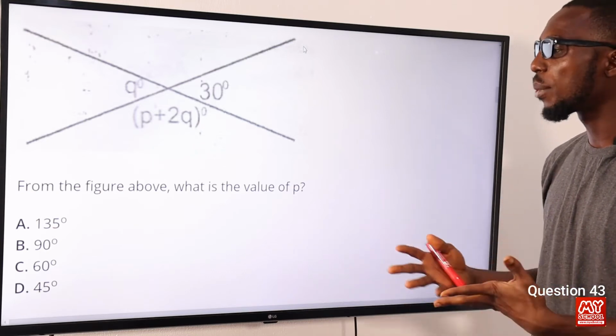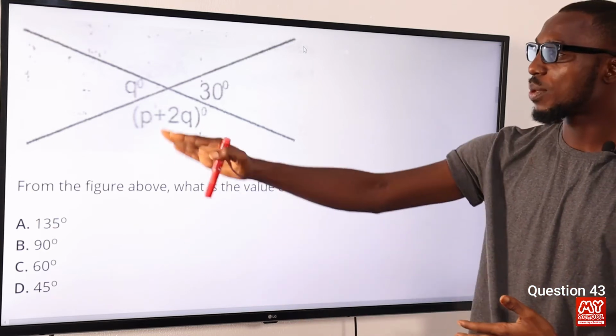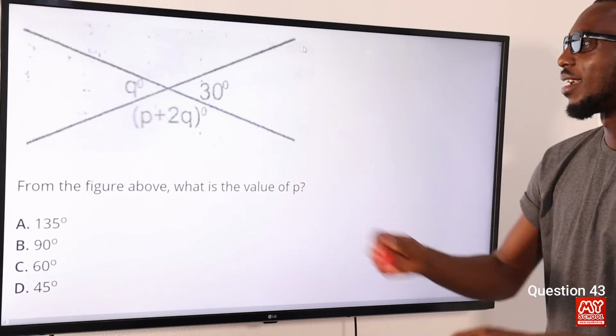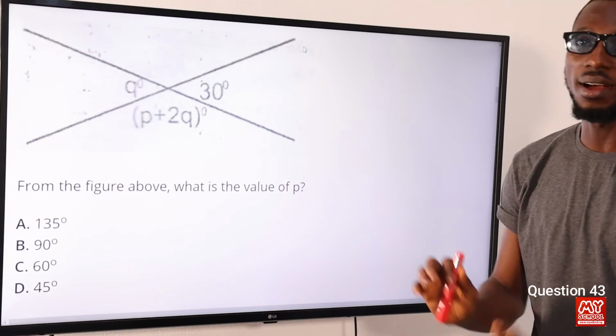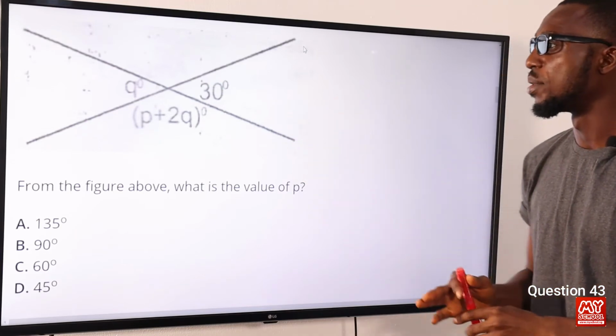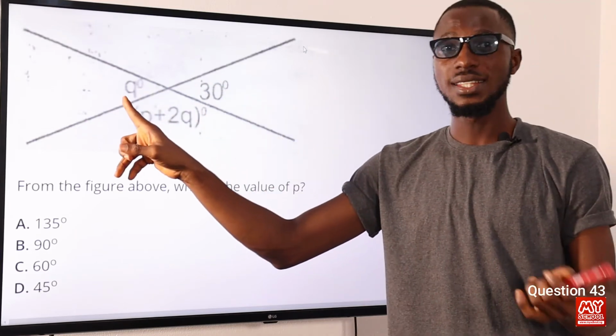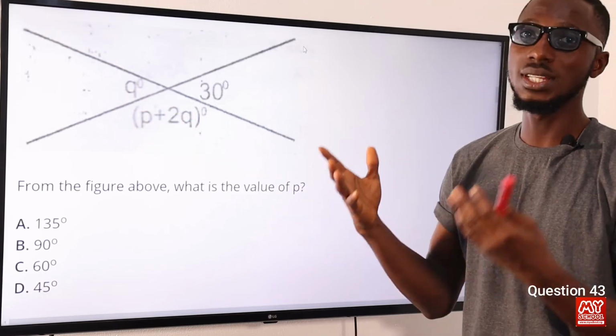From the figure above, what is the value of P? So we're asked to find P. This is very easy. Whatever thing you have here is the same thing you have here. Whatever thing you have here is the same thing you have here. So simple. If here is 30, definitely here is 30. That means our Q is gotten as 30.